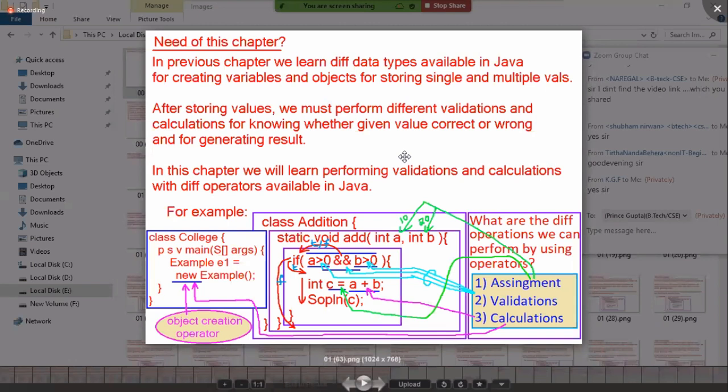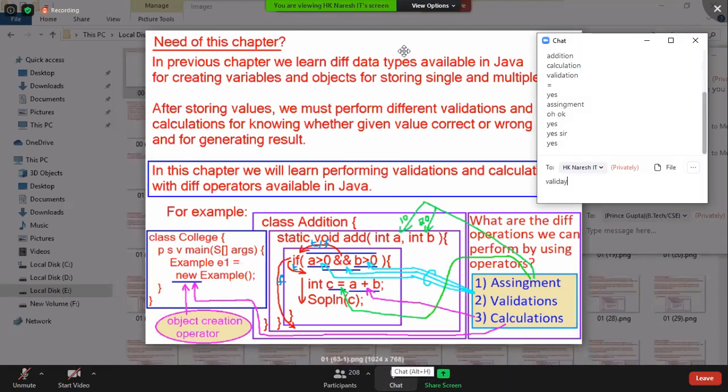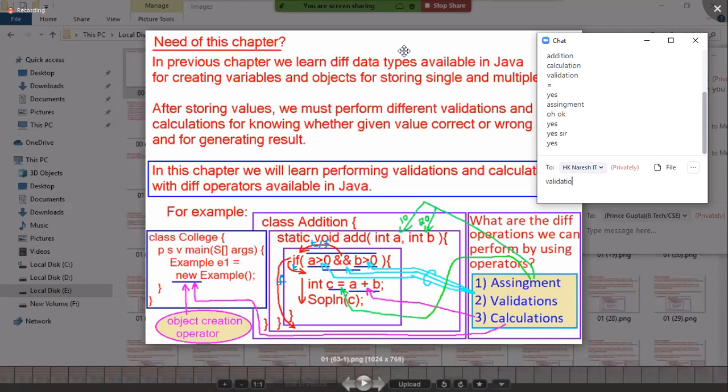Okay, finally, to conclude what you are learning in this chapter. What is the main focus in this chapter? In this chapter we have learned performing validations and calculations with the different operators available in Java.